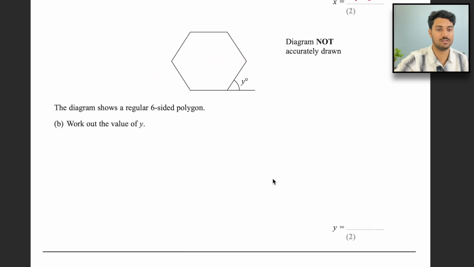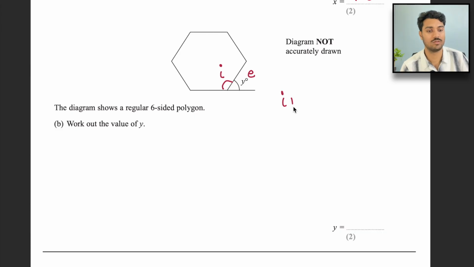Okay, it's a similar question, part B. It says the diagram shows a regular 6-sided polygon. Work out the value of y. Okay, it's a 6-sided polygon. We have to find the value of y. We can clearly see that it's the exterior angle. And if we have the interior angle, we can find the exterior angle easily using the second formula: I plus E equals 180 degrees. But we have to find I first.